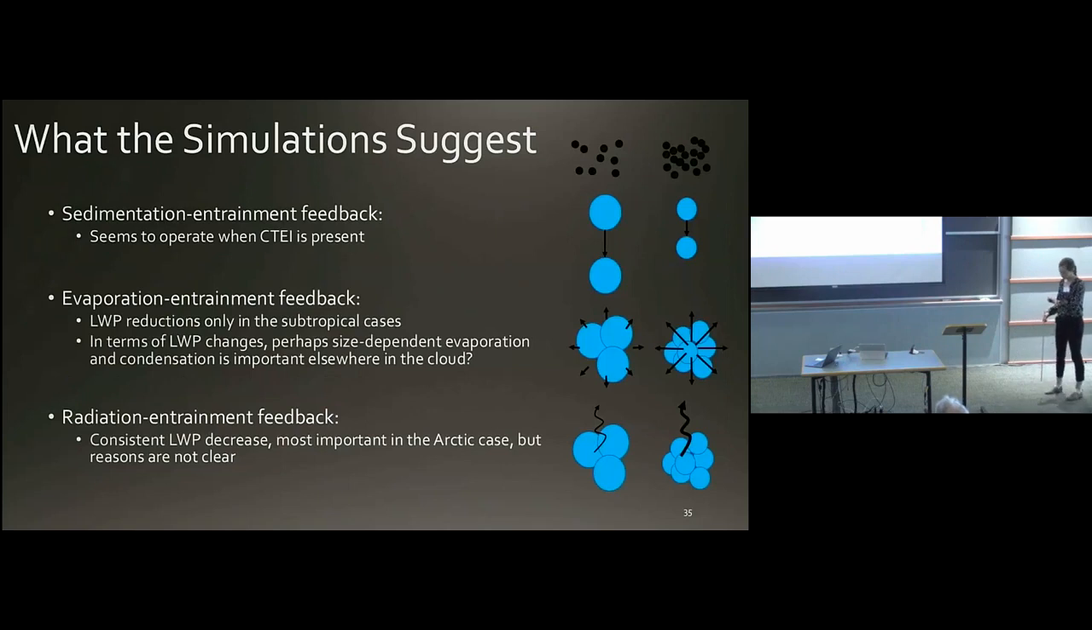So just to summarize here at the end, what my simulations seem to be suggesting so far is that the sedimentation entrainment feedback certainly seems to be working as proposed, but perhaps only when the entrainment instability is present at cloud top. The evaporation entrainment feedback seems to only be operating in the subtropical cases, and the feedback part of it itself maybe is masked by other changes that are occurring due to size-dependent evaporation and condensation. And I'm still a little bit confused about what's going on in terms of the radiation. So again, thoughts and questions and discussion are most welcome. Thank you.